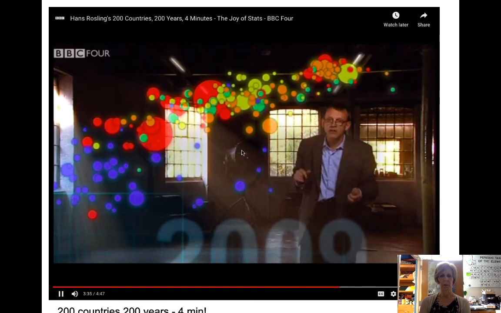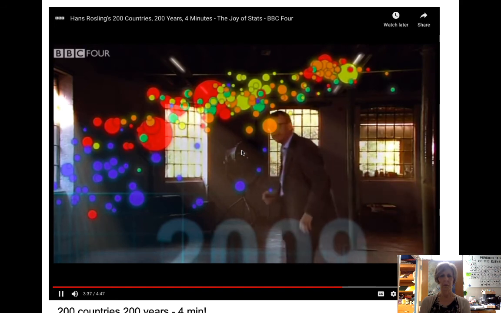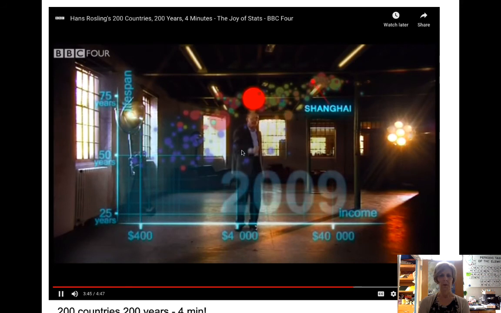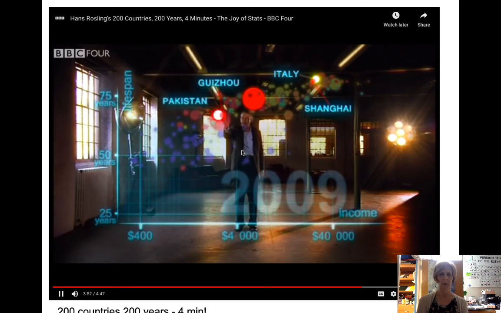These bubbles show country averages, but I can split them. Take China, I can split it into provinces. There goes Shanghai. It has the same wealth and health as Italy today. And there is the poor inland province Guizhou. It is like Pakistan. And if I split it further, the rural parts are like Ghana in Africa.